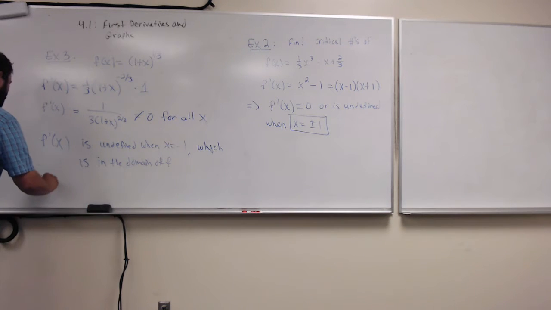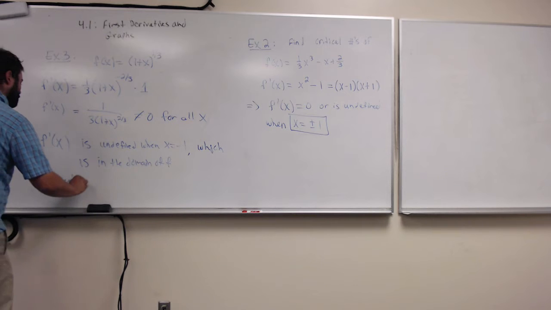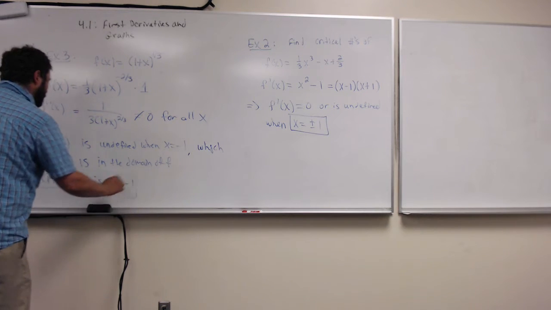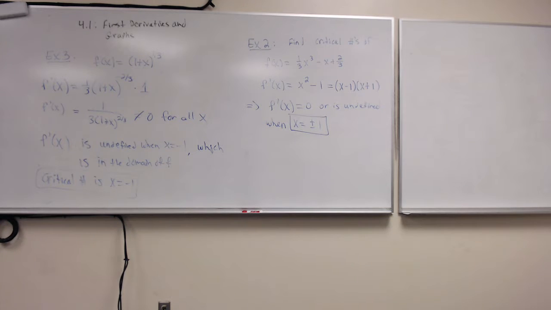Okay, so the critical number, there's only one, is x equals negative 1. So this is a good time where you'll probably have to think a little bit harder about domains. I'm more than happy to help people if you need to meet with me and get a refresher on finding domains.